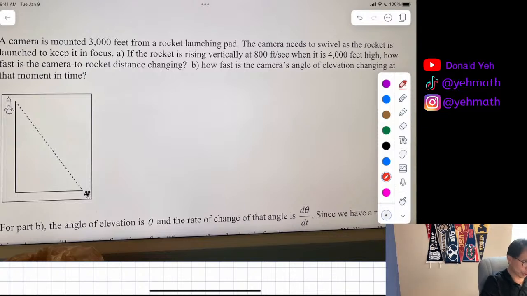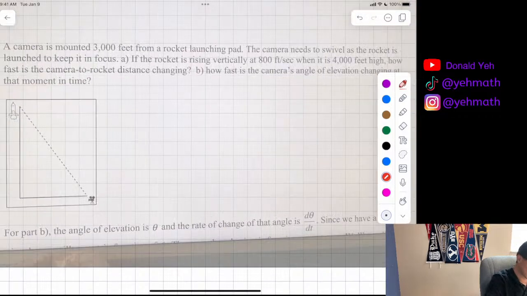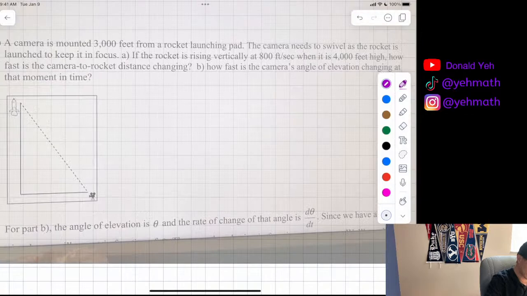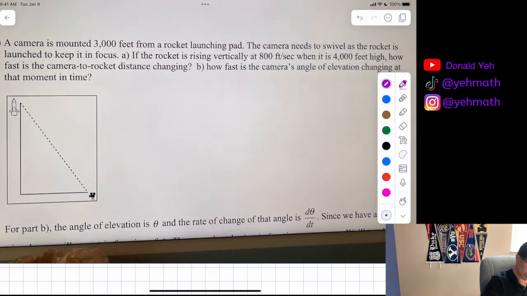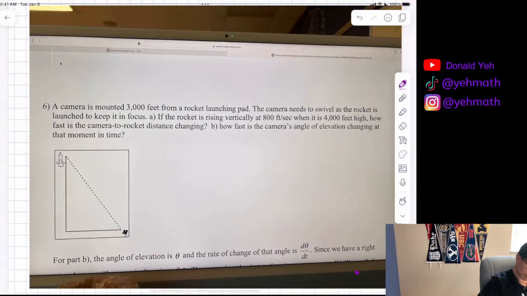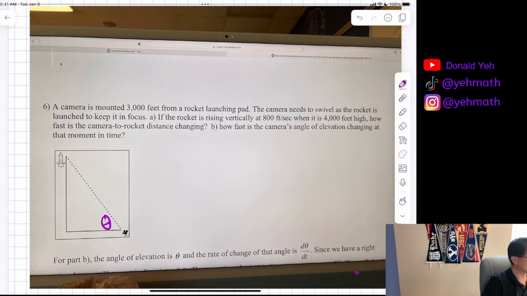All right. So now what we're gonna do is we're gonna focus on part B, and then we're gonna go back to part A. So they say how fast the angle is changing. This one is the angle right here. Now what doesn't change? What's the constant? It's the 3000 that doesn't change. This is the constant. And this is the y, because this is changing, that's why I put down y.